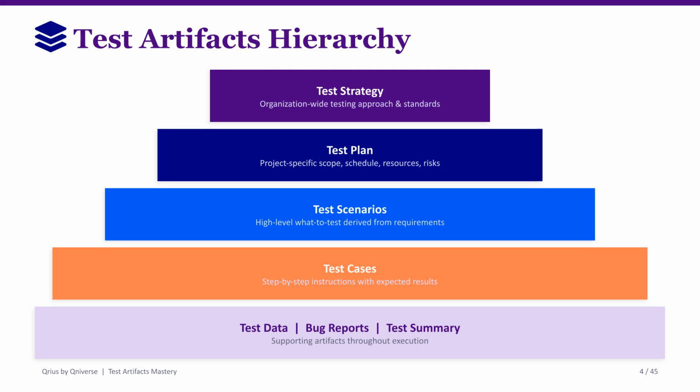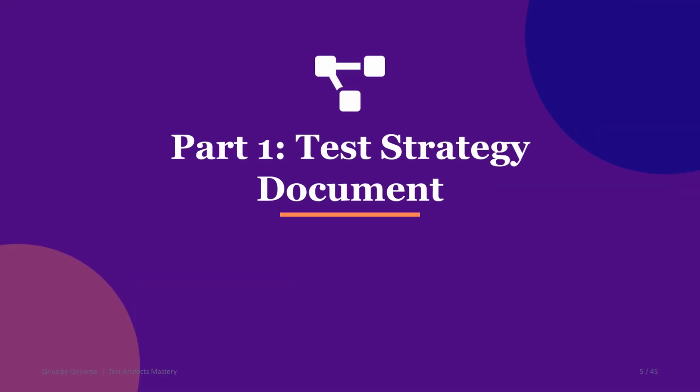This diagram illustrates the hierarchy of test artifacts, starting with the high-level test strategy, progressing to the test plan, test scenarios, test cases, and finally the supporting artifacts like bug reports and test summaries. Part 1 focuses on the test strategy document, which serves as the strategic blueprint for your QA approach.